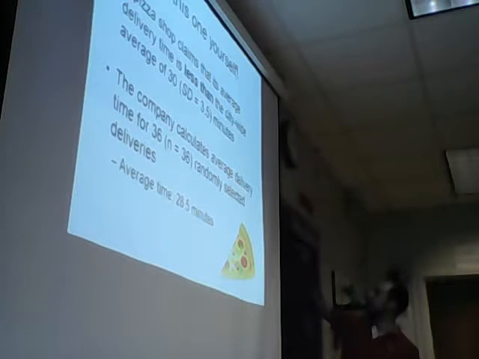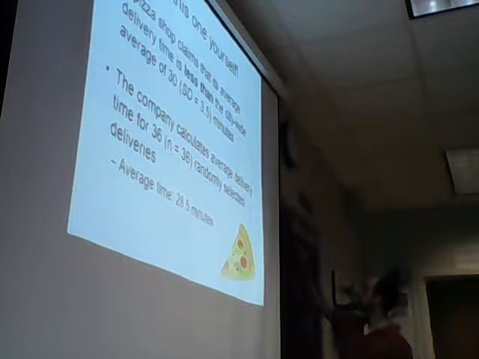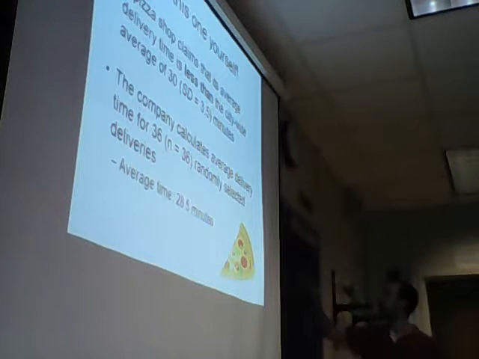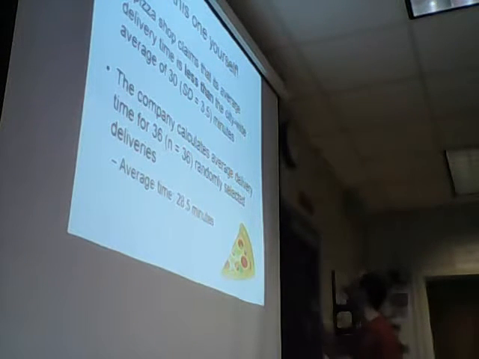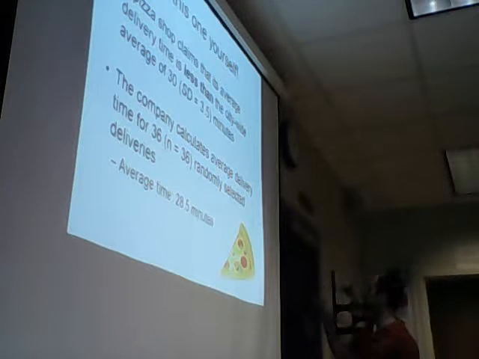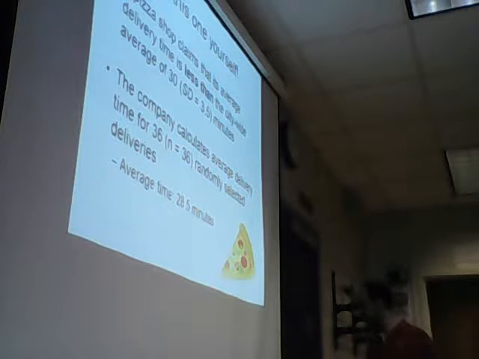So we've got a sample mean, which is, yep, that's 28.5. That's the pizza shop owner's thing that he's concerned about. And then we have the population mean, which is 30 minutes. And then we've got the population standard deviation, which is given as 3.5 minutes. All right. And then what's our sample size? 36. Okay, we've got 36.